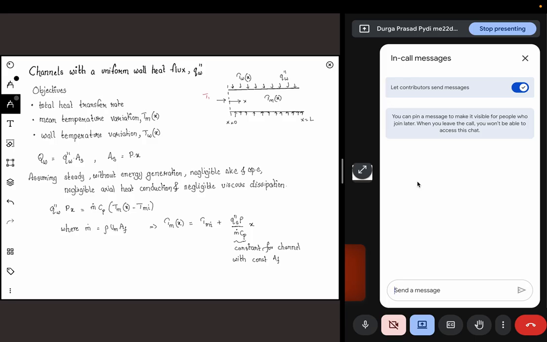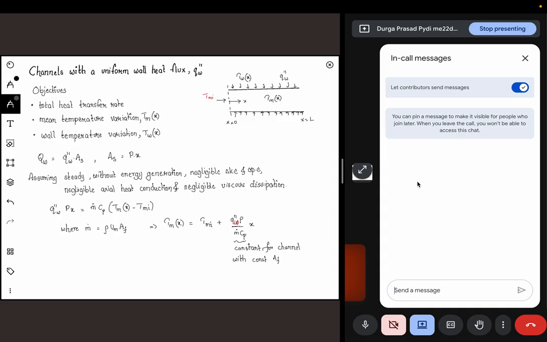So if the temperature here is Tmi, then it will be Tmx minus Tmi, where m dot is the rho times A times velocity. And from this you can determine what is the value of Tmx. So you can see Tmx here is varying linearly with x, because if you have a channel of uniform cross-section area, perimeter is constant, m dot is constant, Cp and Qw prime all are constant. So when all of these are constant, then Tmx is a linear function of x.